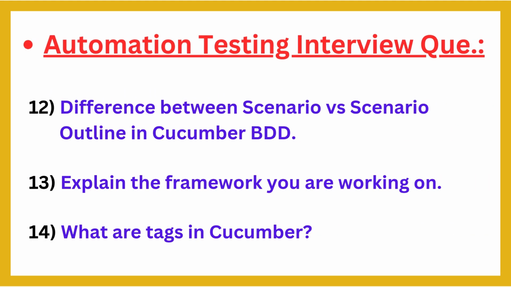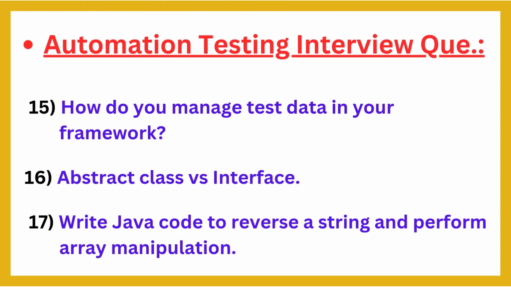Difference between scenario versus scenario outline in Cucumber BDD. Explain the framework you are working on. What are tags in Cucumber? How do you manage test data in your framework?